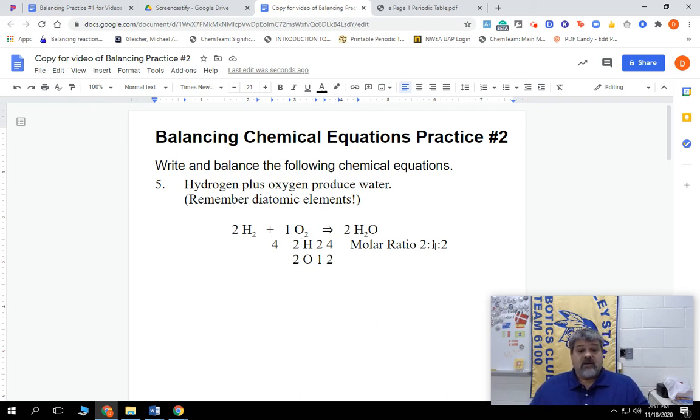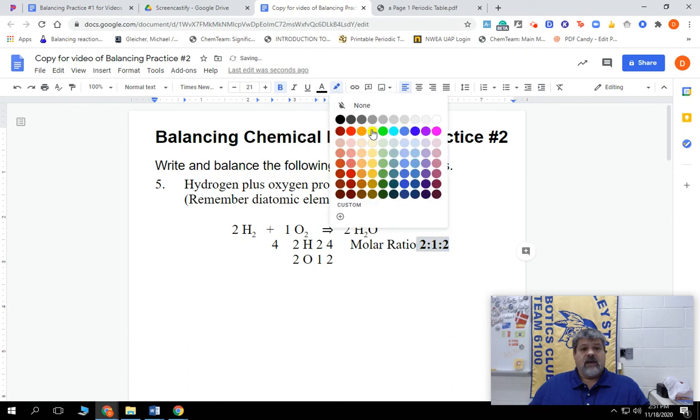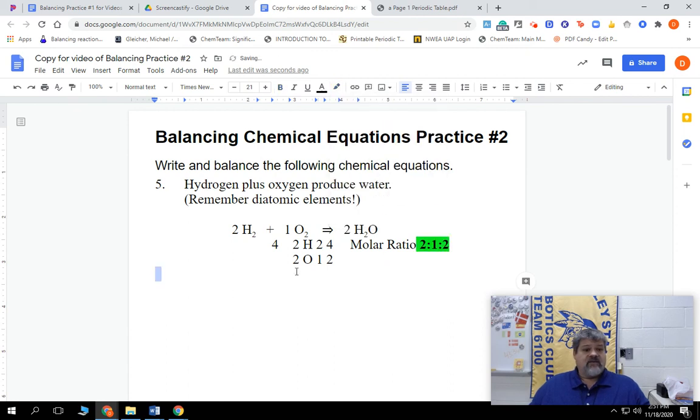So we look at our numbers for our molar ratio, and we ask, can we reduce? Since I have a 1 in it, there's no way that we can reduce. So we're going to make it bold and highlight it, and that would be our answer. So for question number 5, we wrote out the skeleton equation, we balanced it, and we checked to see if the molar ratio could be reduced. It couldn't, so there's our answer. 2 to 1 to 2 is our molar ratio for this problem.